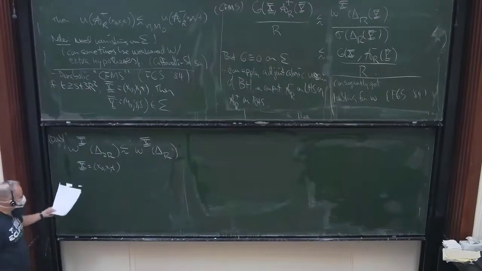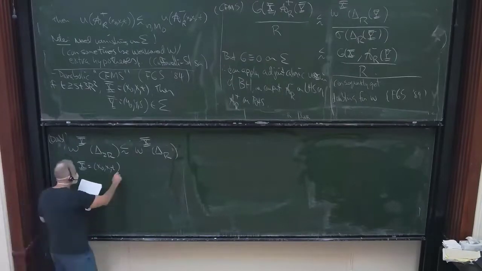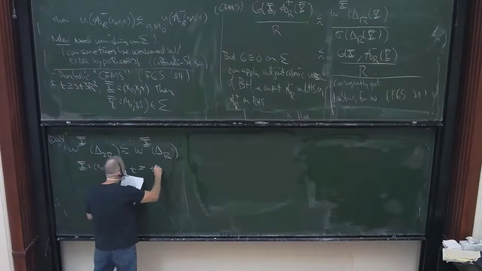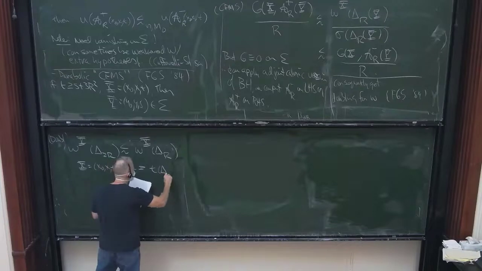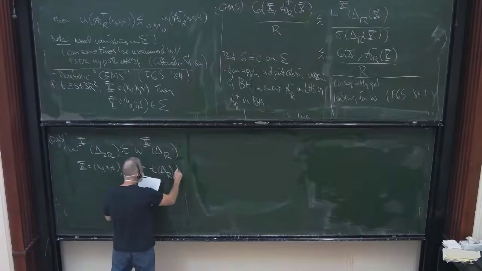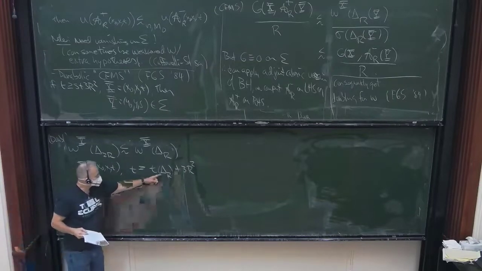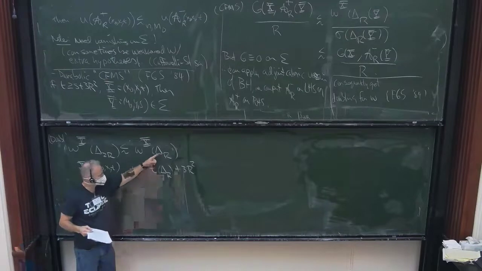So here x is, as usual, x naught, x, t, and we just need that t should be, say, forward of t of delta r by something on the order of the scale that we're working at. Here, t of delta r means the time coordinate of the center of this guy.